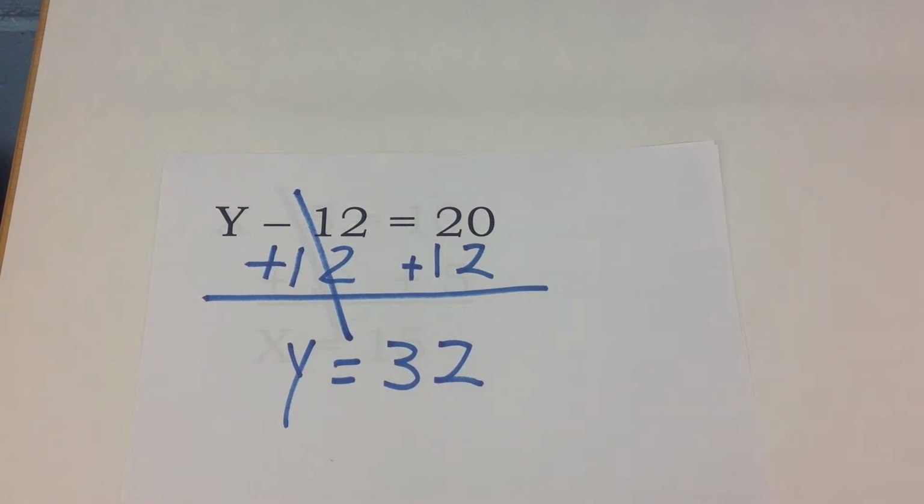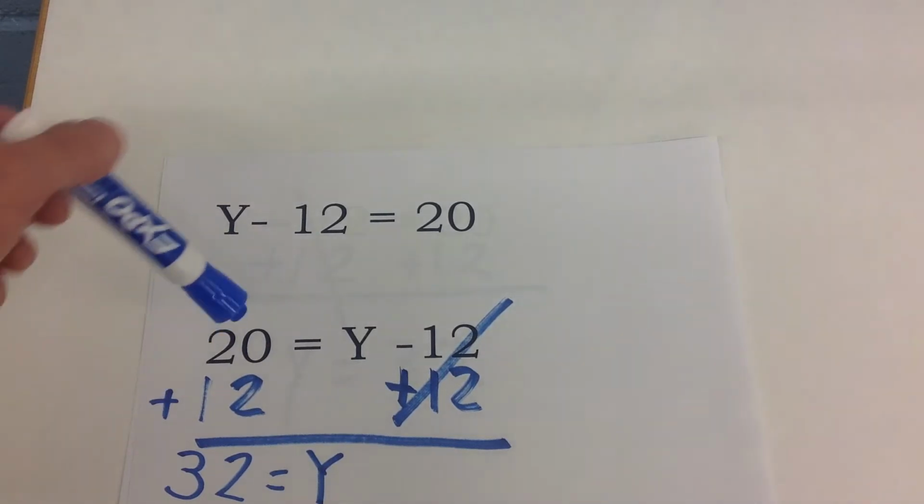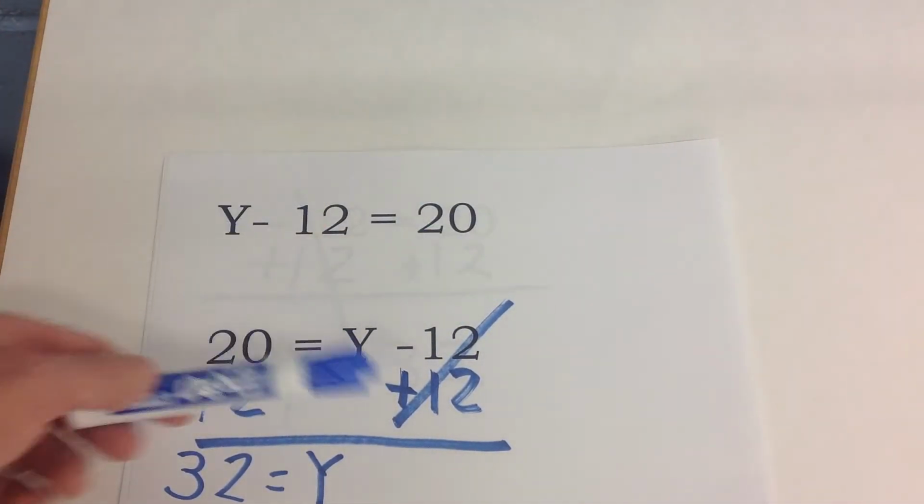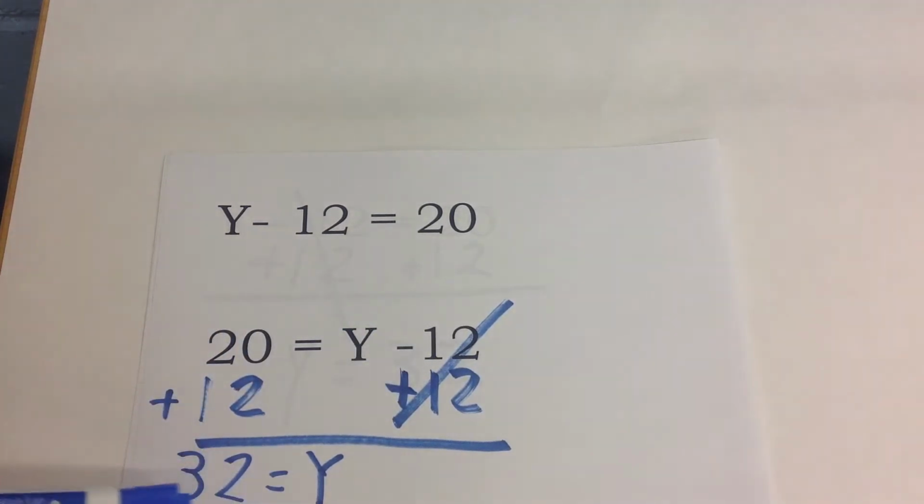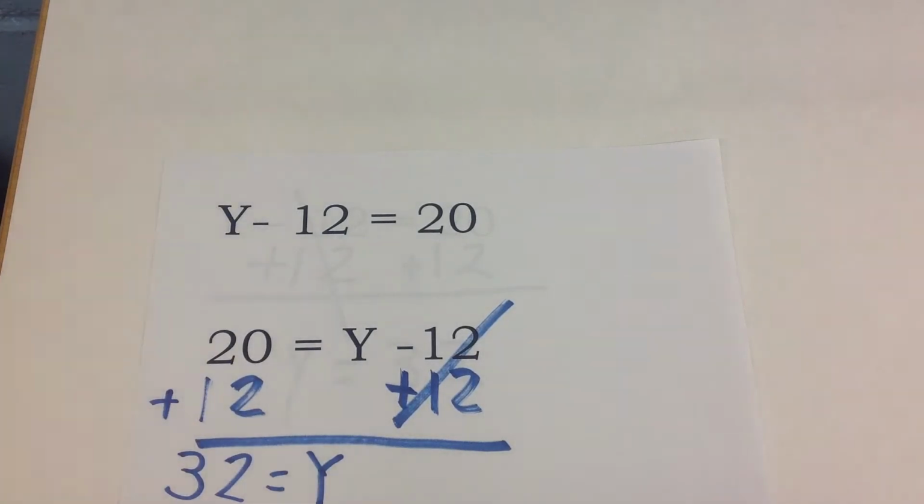Now you can also see it, y minus 12 equals 20, the opposite way. You can see it as 20 equals y minus 12. It's the same thing. We added 12 on both sides, and y equals 32. So again, sometimes you can see it reversed.